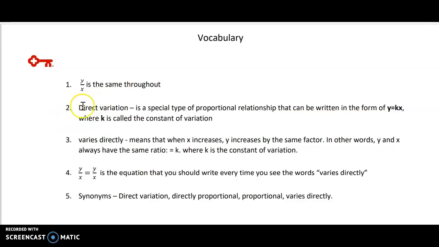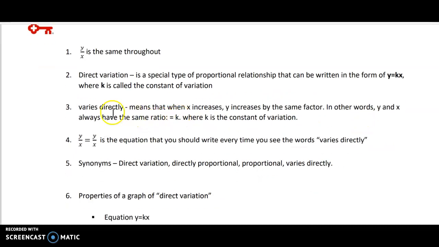Direct variation is a special type of proportional relationship that can be written in the form y equals kx, where k is called the constant of variation. You have been calling this m. Not a problem. Same thing. Calculate the slope. If the slope is there and there's no add or subtract after it, then that's a direct variation. Varies directly, direct variation, it means the same thing.